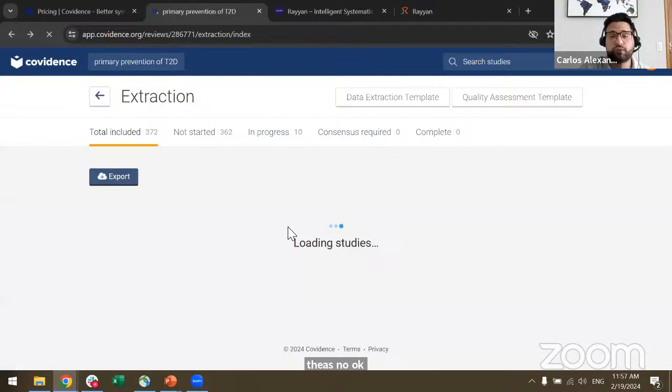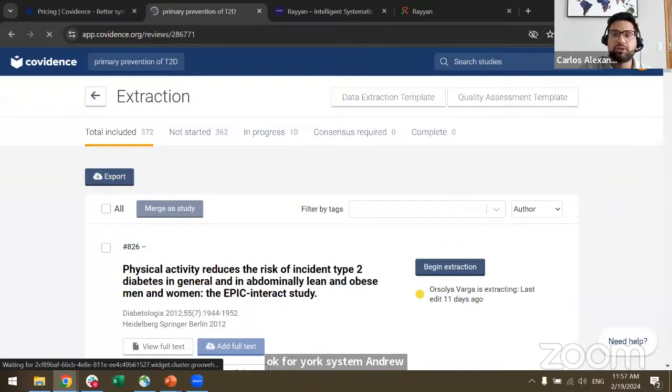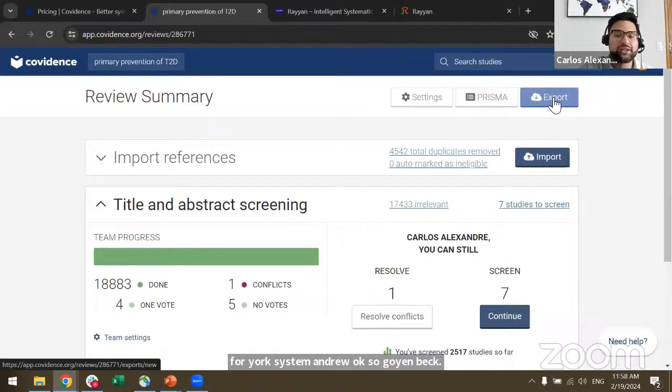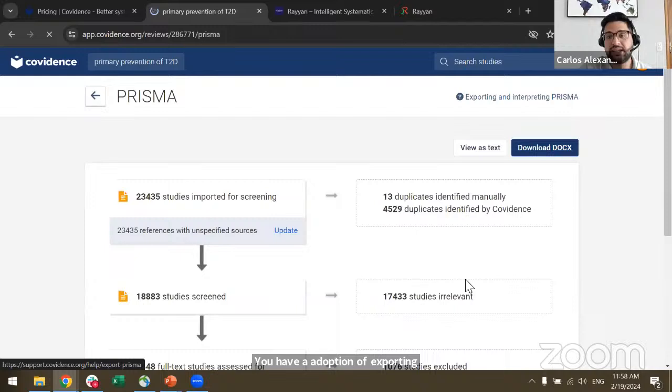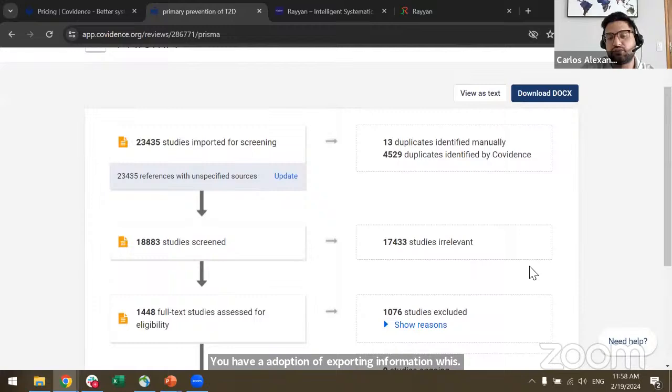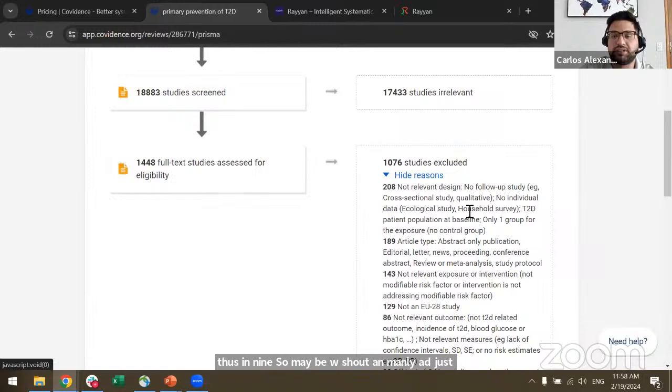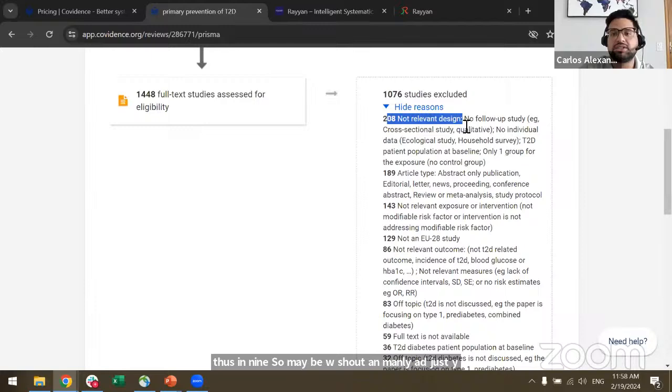Okay, so going back a little bit, here you have the options of exporting information, and you have the PRISMA flowchart, which is amazing, but it's actually the PRISMA flowchart of 2009. So maybe we should manually adjust that in order to publish the paper. Here, for example, you can see the studies excluded in the full text phase, and you can see all the reasons and how many studies were excluded in each phase.